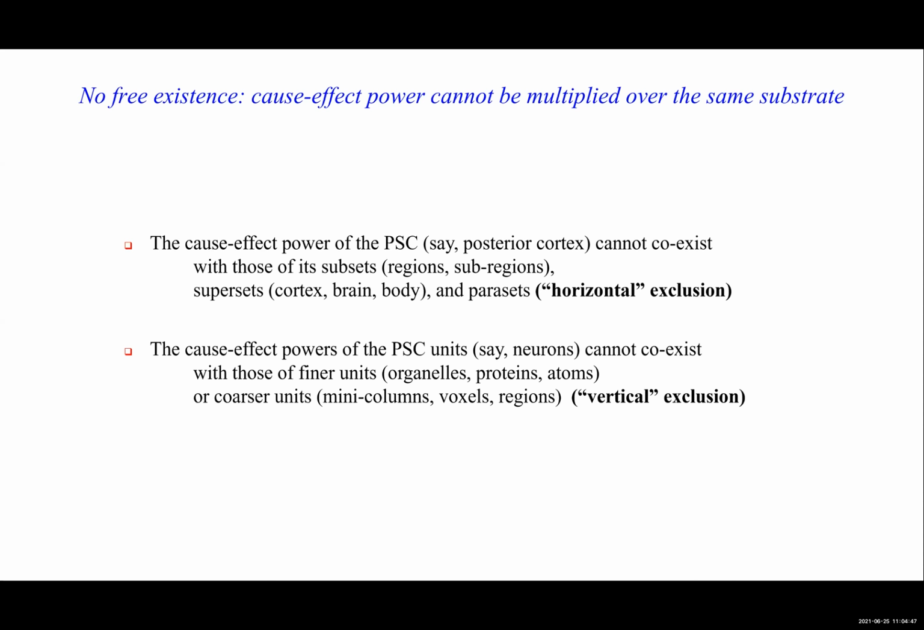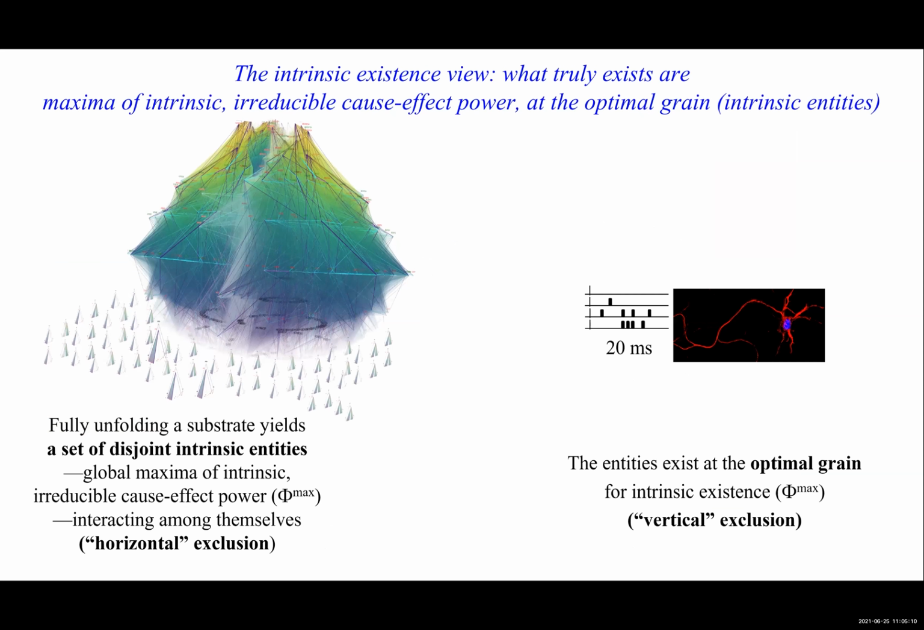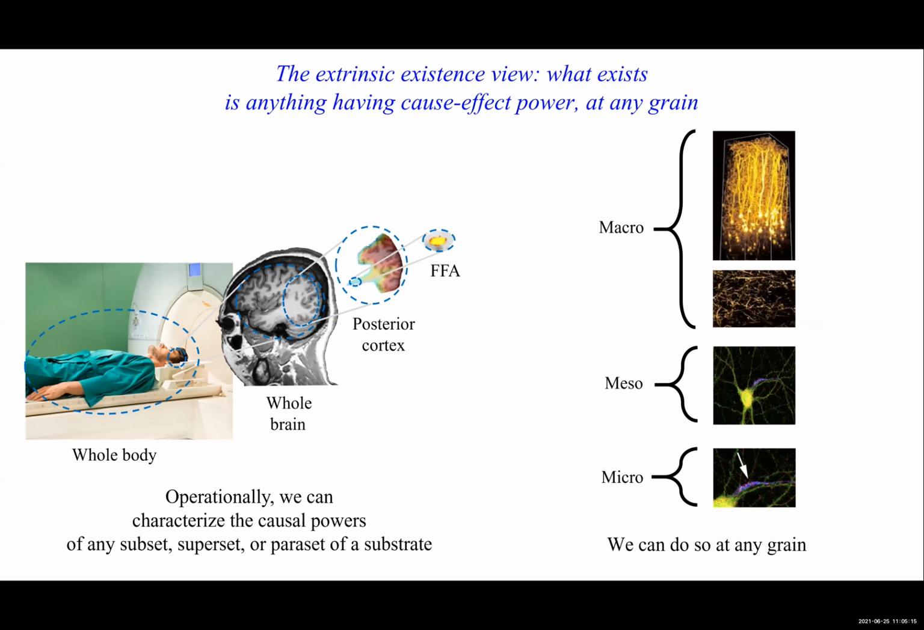That's the horizontal exclusion. And you cannot physically have coexist the causal powers of neurons, if they are the fundamental unit, as well as that of their organelles, their proteins, their atoms, as well as that of the minicolumns, voxels, and regions to which they contribute. So anything you can do is fair, but in the end, what truly exists are only distinct, disjoint intrinsic entities at a particular grain.